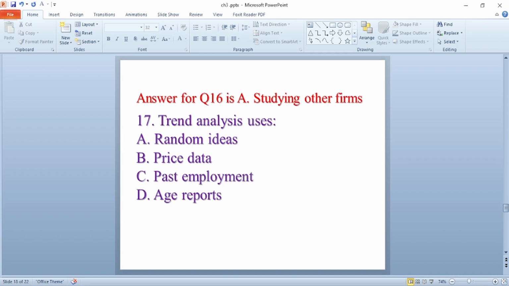Question number 17. Trend analysis uses dash. A. Random ideas. B. Price data. C. Past employment. D. Age reports. The answer for this question is C. Past employment.